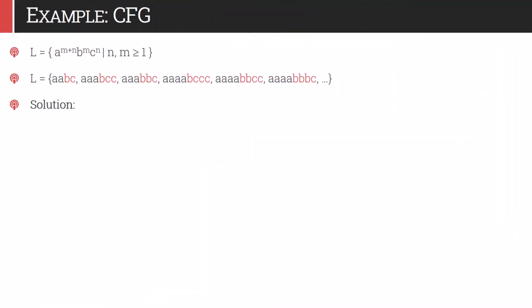L is equal to A power m plus n, B power m, C power n. So number of A should be same as total number of B and C. So some of the strings are listed. We will break down A into this way. A power m plus n we can write down as A power m into A power n, and I am just rearranging the terms. So we can write it as A power n into A power m, B power m, C power n. So we have A power m, B power m together, and A power n is on one end, C power n on the other end.